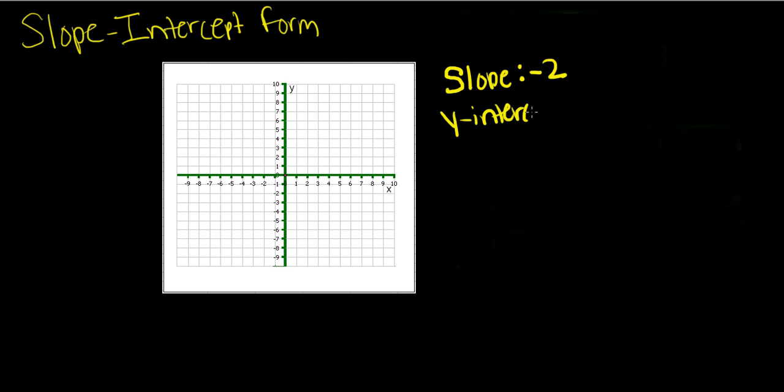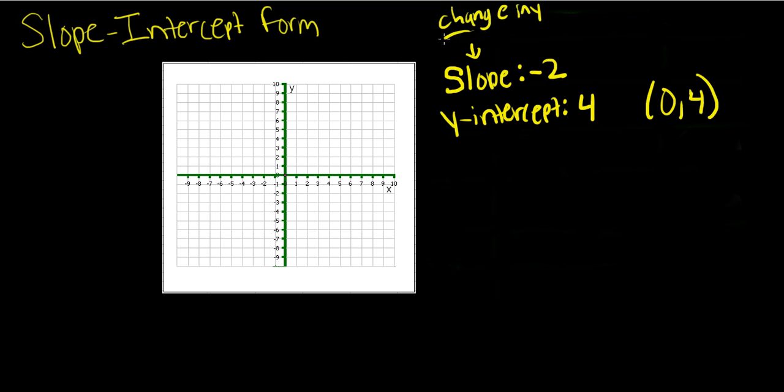When they say the y-intercept is 4, this means there's going to be a point (0, 4), because at the y-intercept, the x value is going to be 0. And now we know the slope, which is the change in y over the change in x, or the rise over run, and that is also equal to -2 over 1. -2 over 1 is the same thing as -2.